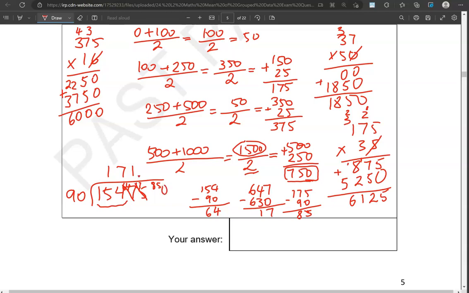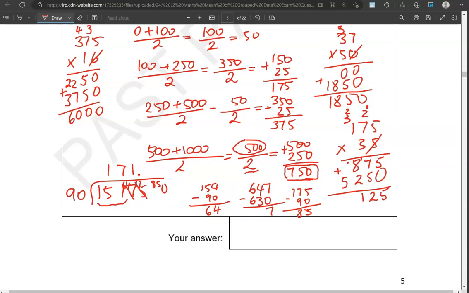How many 90s into 850? So that will be 9, because 9 times 9 is 81. So 9 times 90 will be 810. So 850 take away 810 leaves us with 40. So we can add a 0 now.